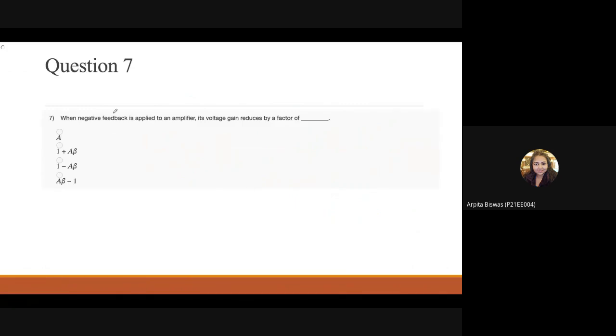Let's check. So this is the question. When the negative feedback is applied to an amplifier, its voltage gain reduces by a factor of dash. See, it is negative feedback. Tell me the right answer. Option A? Option B, ma'am. Yes, option B. Negative feedback means always here it will get some positive term, because 1 minus something is negative feedback, then minus minus plus, so 1 plus A into beta.